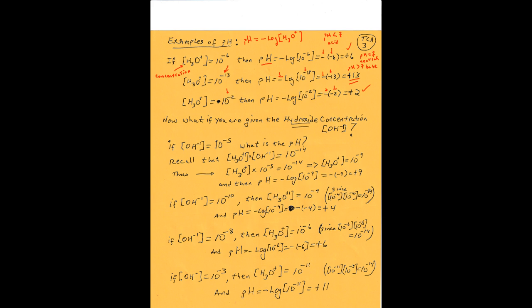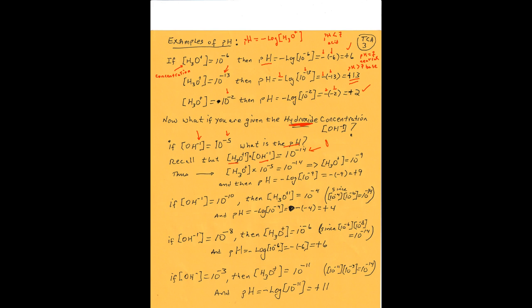Now, suppose instead of giving you the hydronium concentration, I give you the hydroxide concentration. Why would he do that? Oh, so mean. All right, well, let's see. If the OH concentration, not hydronium, the hydroxide, is 10 to the minus 5, what is the pH? Remember, the product of hydronium concentration times the hydroxide concentration must always be 10 to the minus 14.